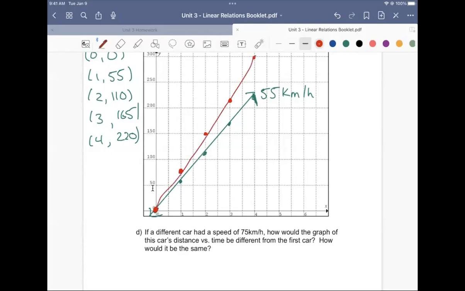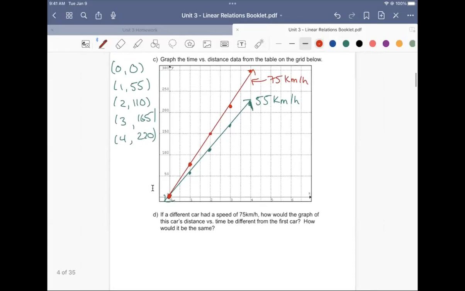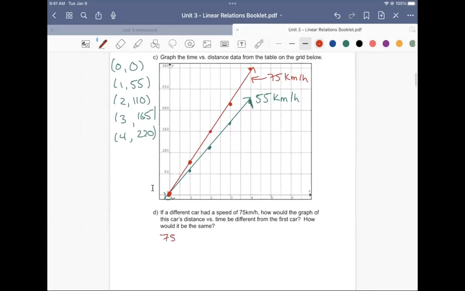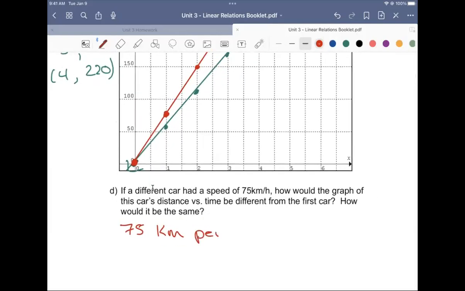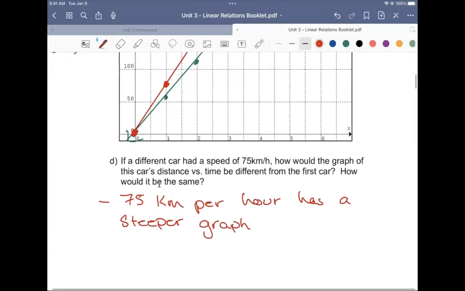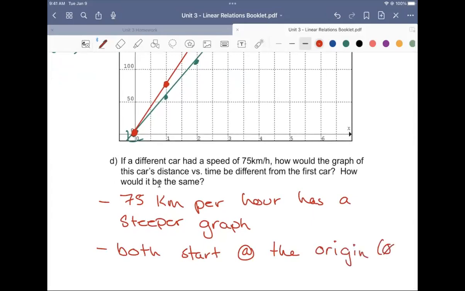So if I also graph that, now I can take a look at the two graphs. What I can see is that 75 kilometers, I'm just going to zoom this in so I'm not writing so small, per hour has a steeper graph. The rate of change is bigger. I'm going more kilometers in the same amount of time. Something that is similar about them, though, is that they both start at the origin because they both start at 0, 0.